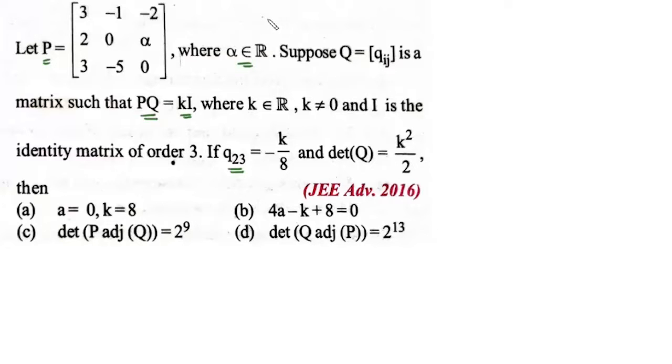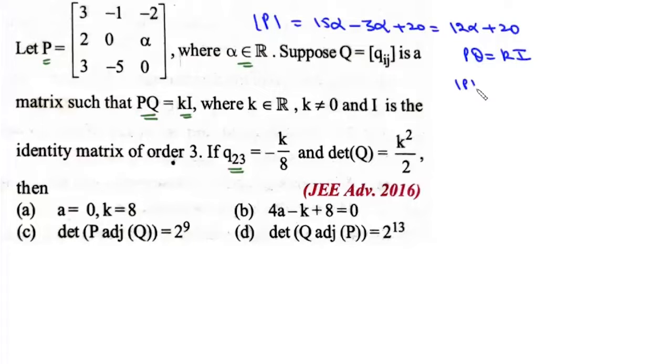Now first what we'll do is, we'll find determinant of P. Now we find determinant of P will be this 3 into 5 alpha, which is 15 alpha, and then minus minus plus 1, so it will be minus 3 alpha, and then minus 2 minus 10 will be plus 20. So value of determinant of P will be 12 alpha plus 20.